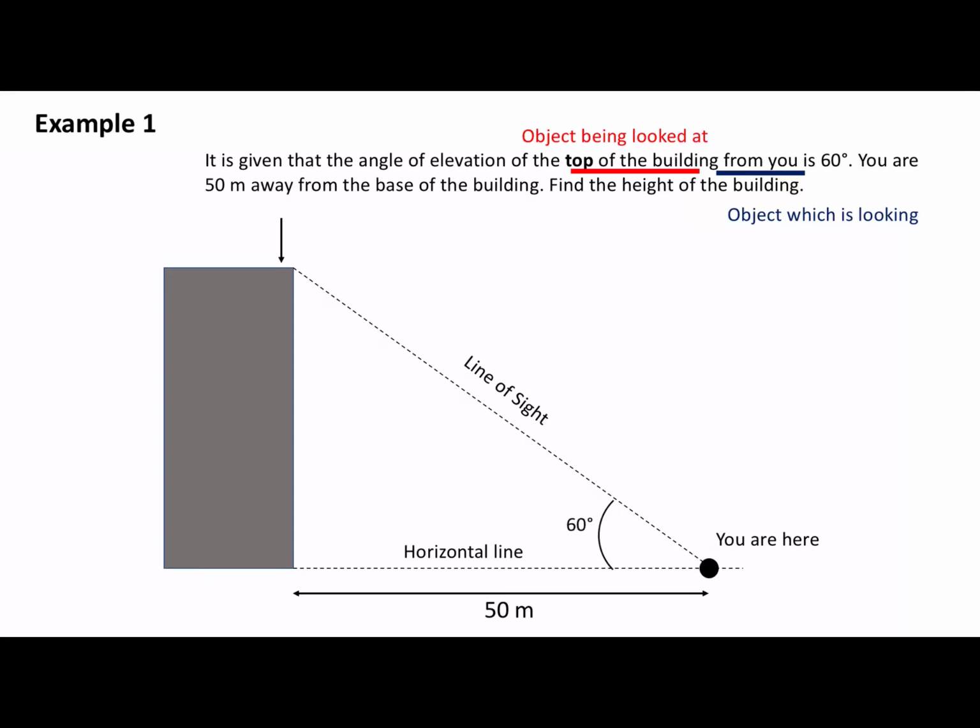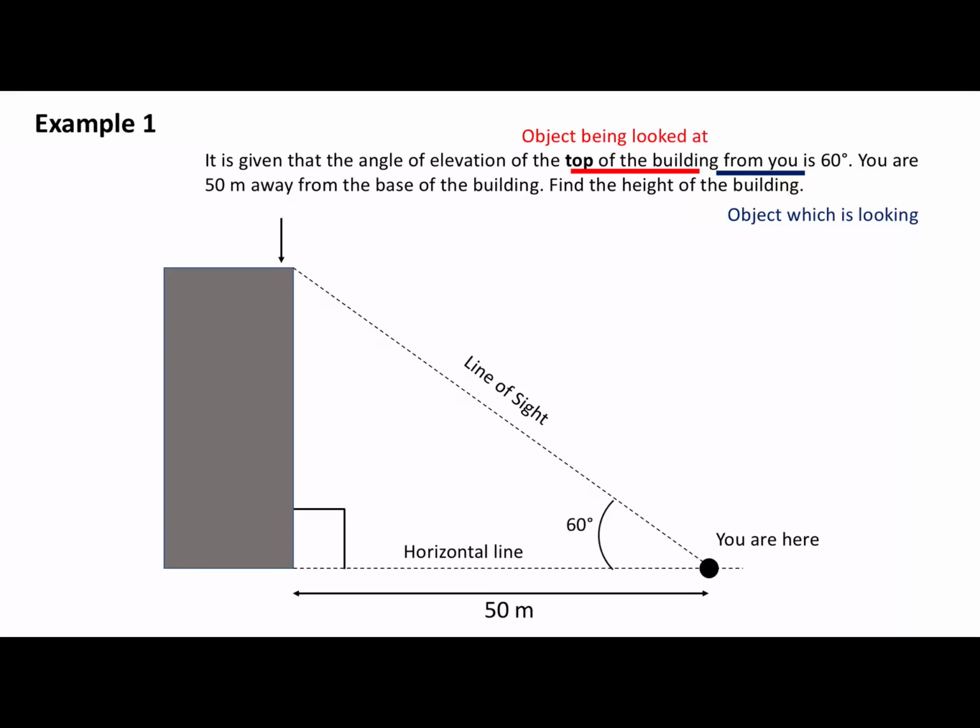Now, what do you see here? What figure do you see here? You should see a right angle triangle. Now, why should we rejoice when we see a right angle triangle? Because right angle triangles are the simplest figures to deal with. There are 2 things you can apply on a right angle triangle. What are they?